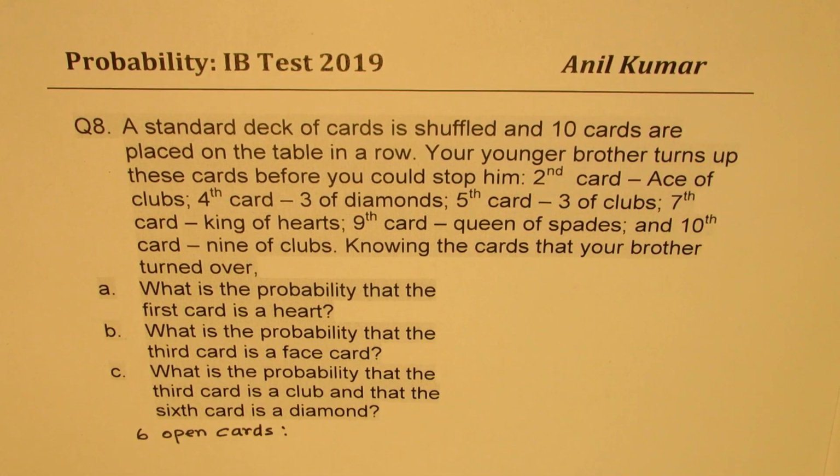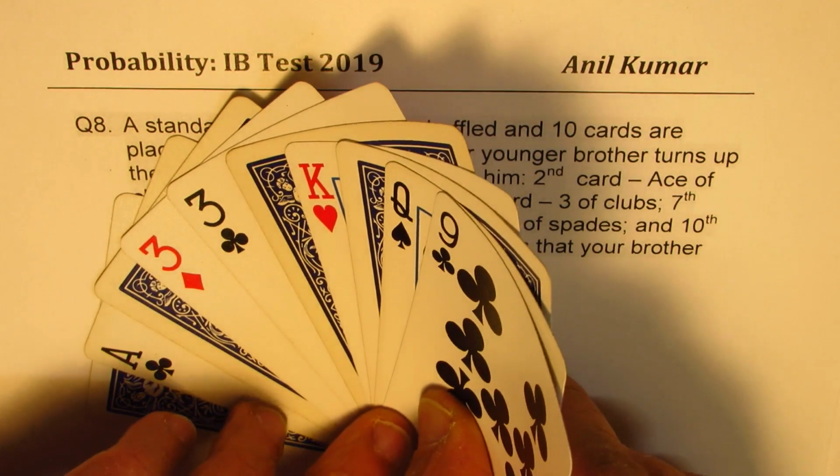Correct? So total of 52 minus 6, which is equal to 46, not open. Now that should help us to answer most of the questions. Second, since we are given specific positions, for better understanding, what I've done here is I picked up these cards from the deck, arranged them as described. So that really helps you to answer the question.